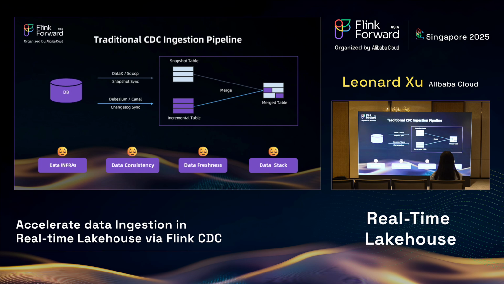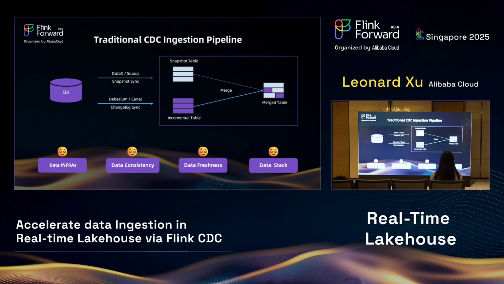But in the traditional CDC ingestion pipeline, we need to maintain too many data infrastructures. For example, we need to care about the Sqoop cluster, the Debezium cluster, and we have the scheduler, and the incremental table we need to store in a message queue like Kafka. So there are too many data infrastructures to maintain.